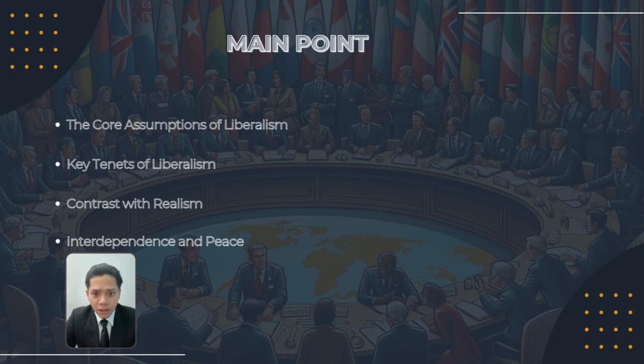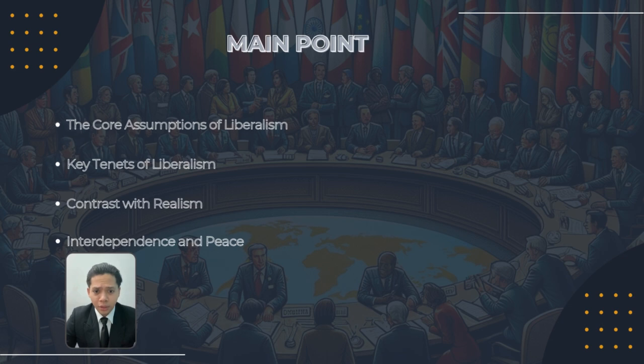Liberalism, on the other hand, holds that nations can cooperate to achieve positive outcomes. Liberalism encourages cooperation through institutions such as the United Nations. Liberalism is more optimistic, thinking that collaboration and advancement are achievable, while realism views conflict as necessary.